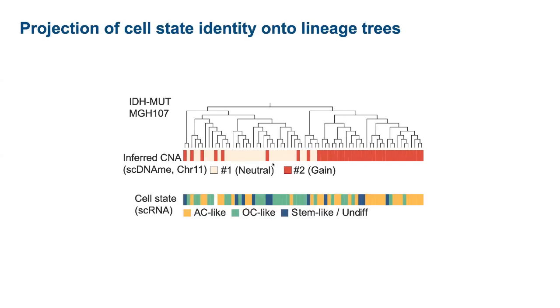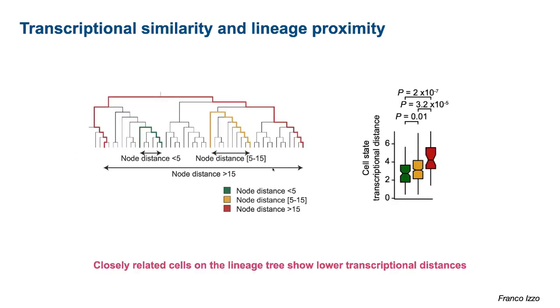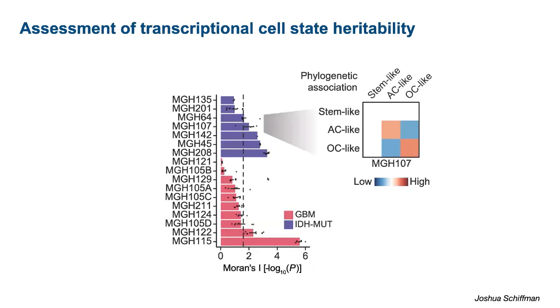We then further projected cellular state identity onto these lineage tree maps, and then quantify heritability of cellular state directly in this patient sample by simply asking whether cells in close proximity on the lineage tree were also more similar in their transcriptional state compared to cells that are more distant on the lineage tree. And we observe this decreased transcriptional similarity between cells as a function of their lineage distance. We then apply also Moran's I, which is a classic measure of spatial dependence to study pattern of cell state gene expression across the lineage tree.